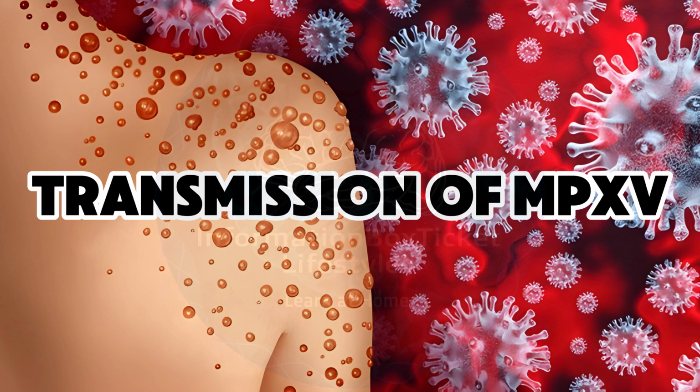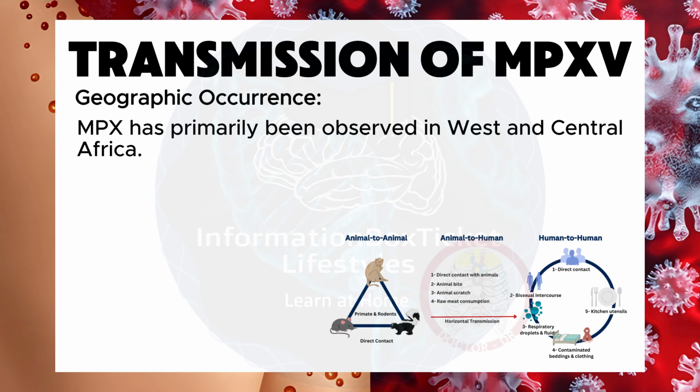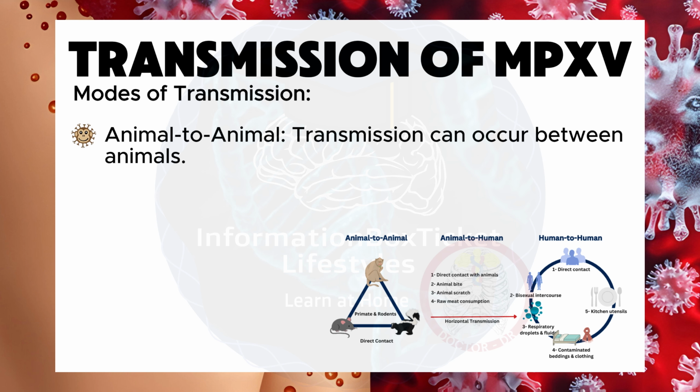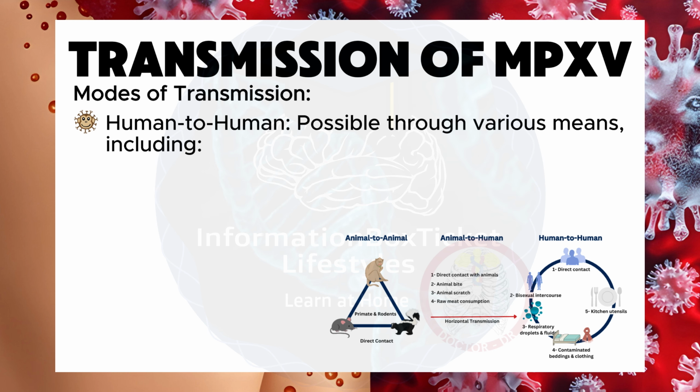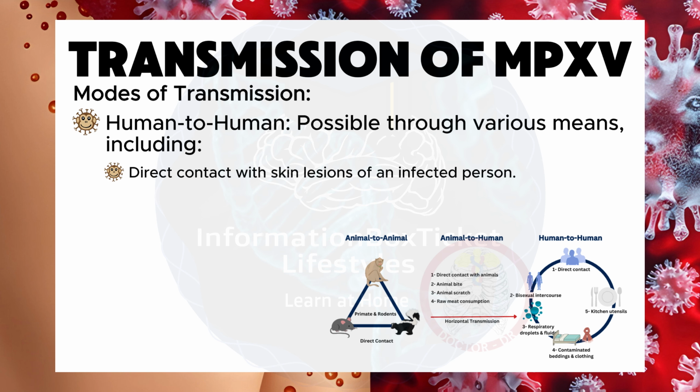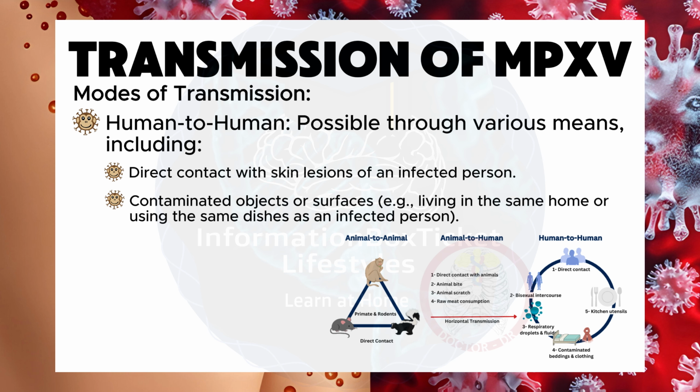Transmission of monkeypox virus. Geographic occurrence. MPX has primarily been observed in West and Central Africa. Modes of transmission. Animal to animal: transmission can occur between animals. Animal to human: the most common mode involves direct contact with an infected animal or its bodily fluids. Human to human: possible through various means, including direct contact with skin lesions of an infected person, contaminated objects or surfaces, for example, living in the same home or using the same dishes as an infected person, close contact, fomites, or exposure to large respiratory droplets.